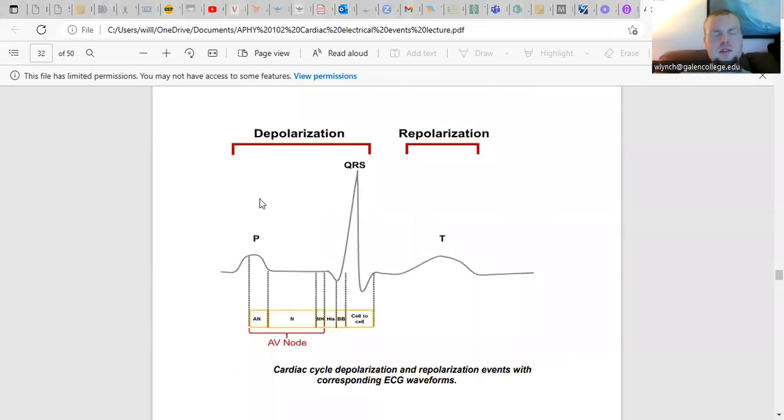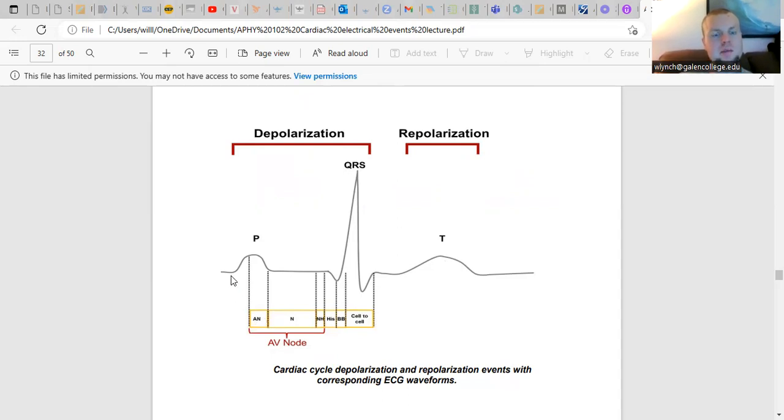So during this portion, we have depolarization of the atria, the P wave, depolarization of the ventricles, the QRS, repolarization of the ventricles, the T wave, and repolarization of the atria masked by the QRS complex. These areas down here dictate where that electrical impulse is and where it gets delayed.